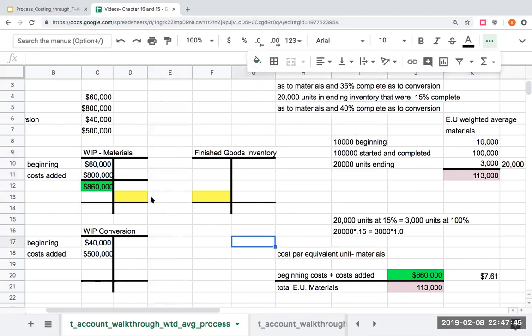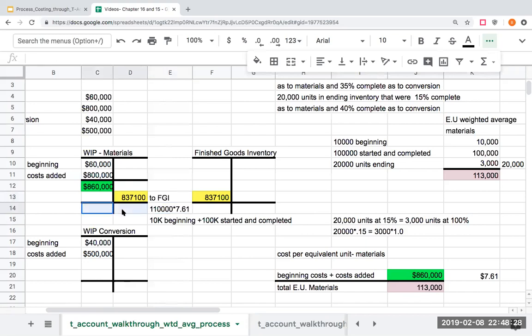So right here, what I'm going to do is take this 110 times $7.61. And again, where am I getting the 110? This is 10K beginning plus 100K started and completed. So right here, this is going to be 110,000 times 7.61, or 837,100. And this is going to my finished goods inventory. Okay.